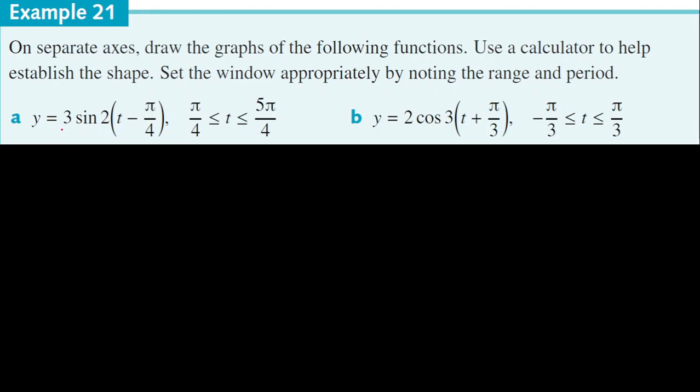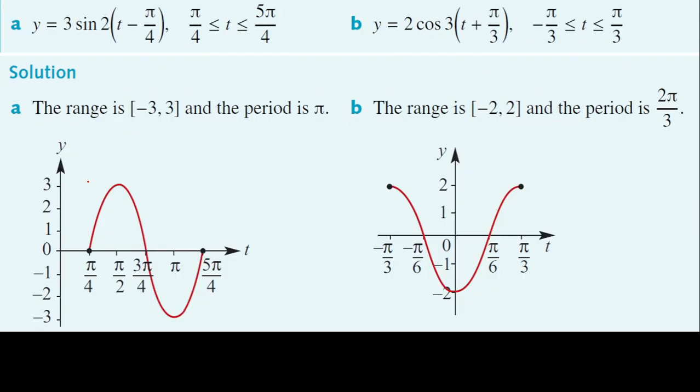So the first one, you're going to focus on the 3 and the 2 here. The 3 value here will tell you the range, so you're going to go all the way to positive 3, and the minimum will be negative 3. The 2 here, you do 2 pi divided by 2, that gives you pi, so the period is pi.